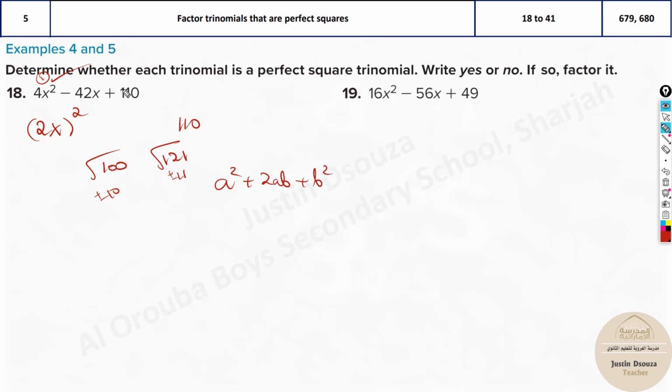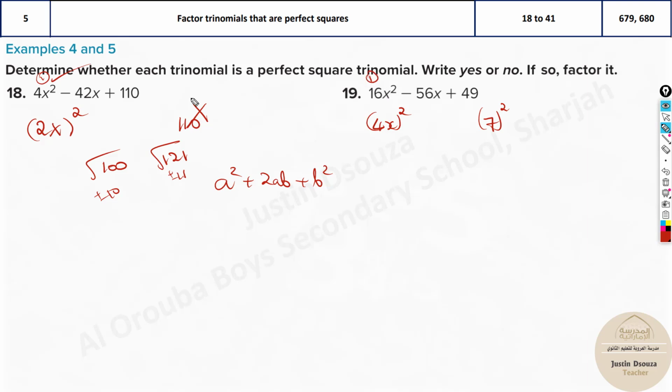So this 110 lies between, this is not a perfect square, so it does not obey this law. Whereas let's try this one. I know 16 is a perfect square, so it's 4x the whole square. What about this? 7. This is also a perfect square. Now, what is in the middle?